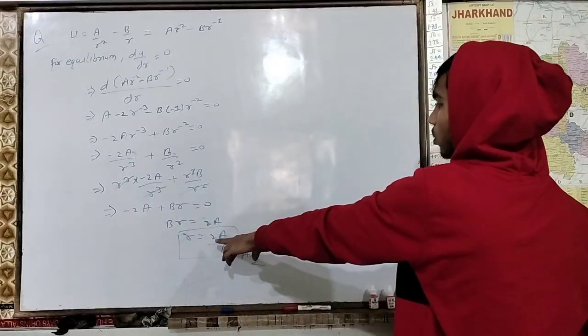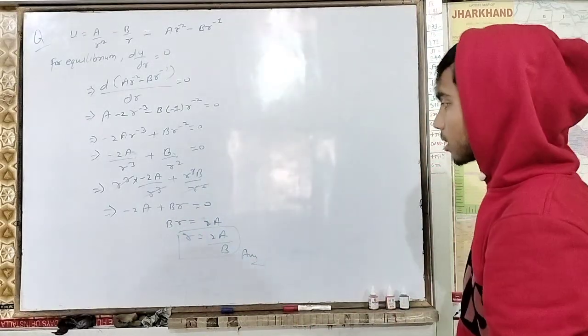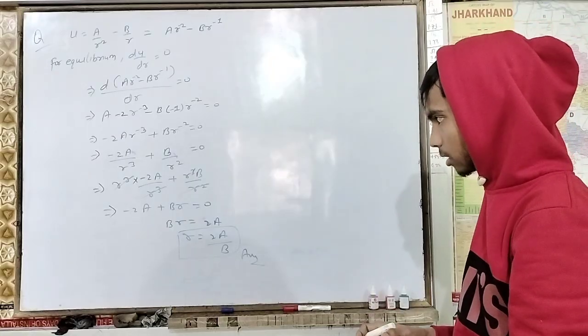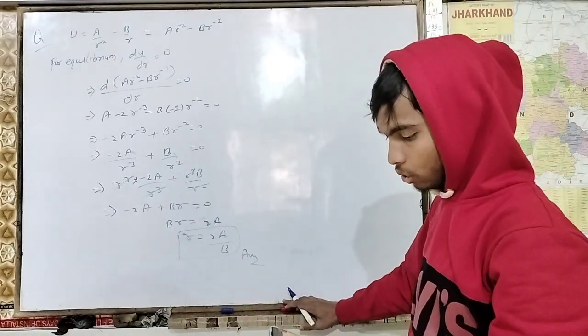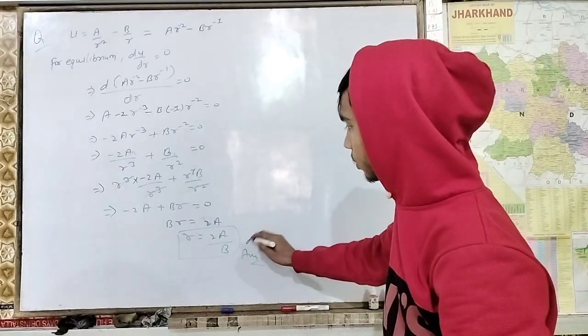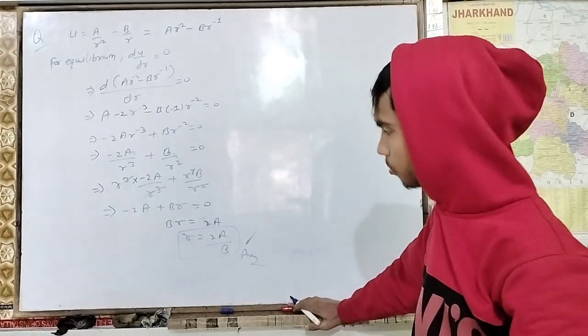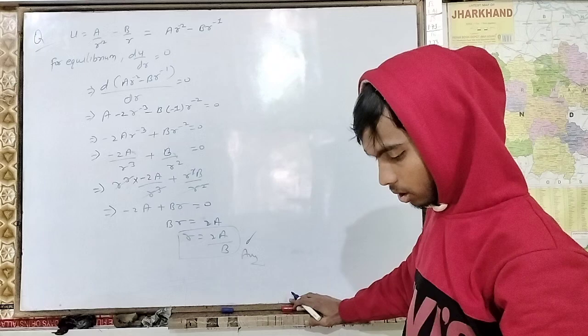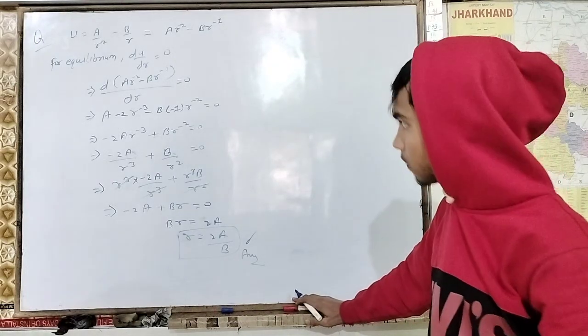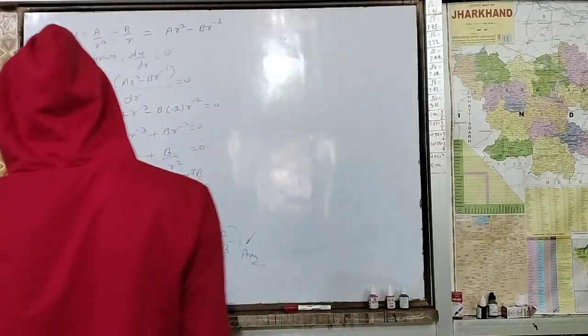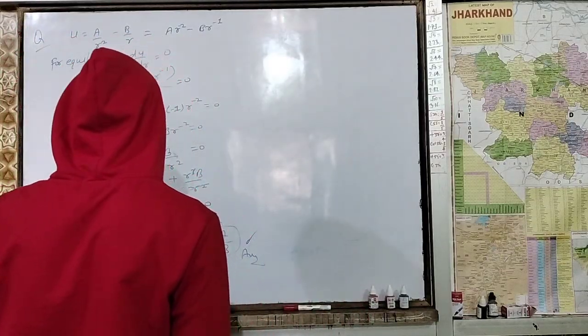From this equation we got the value of R. I think the question was asking for the radius, the distance of the particle. So this is the distance, 2A upon B. Clear?